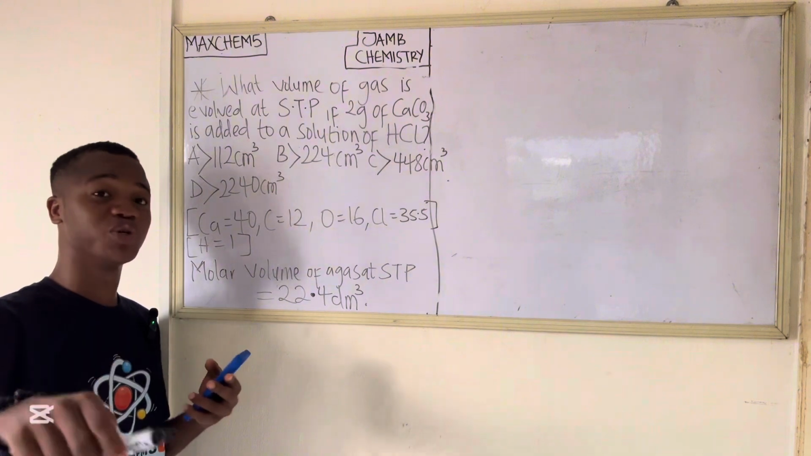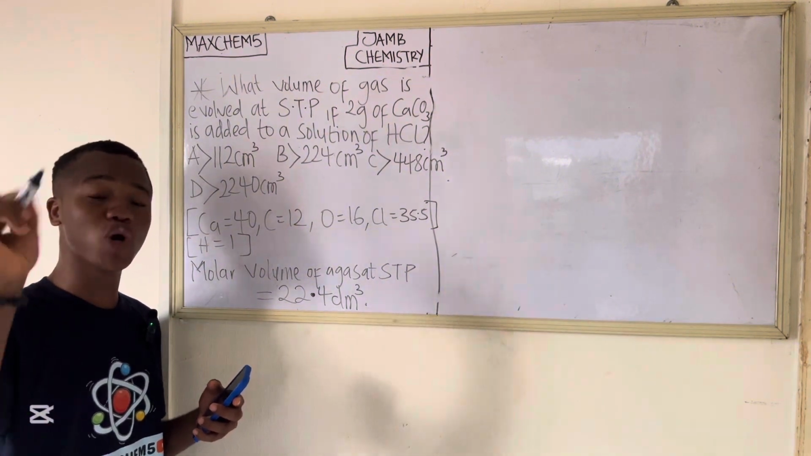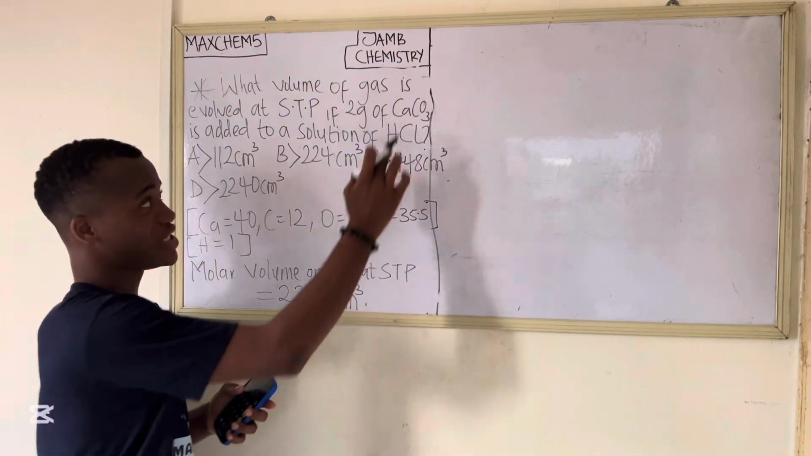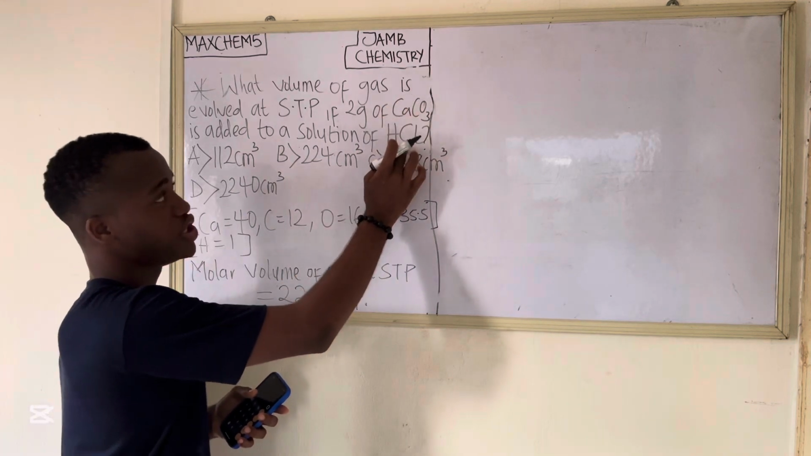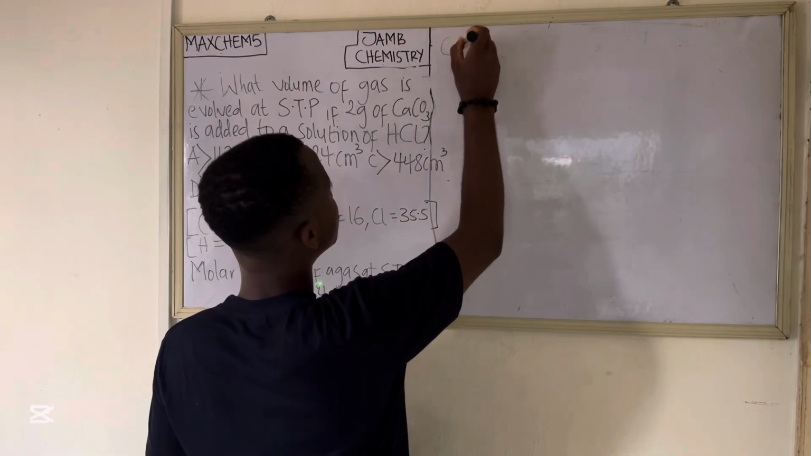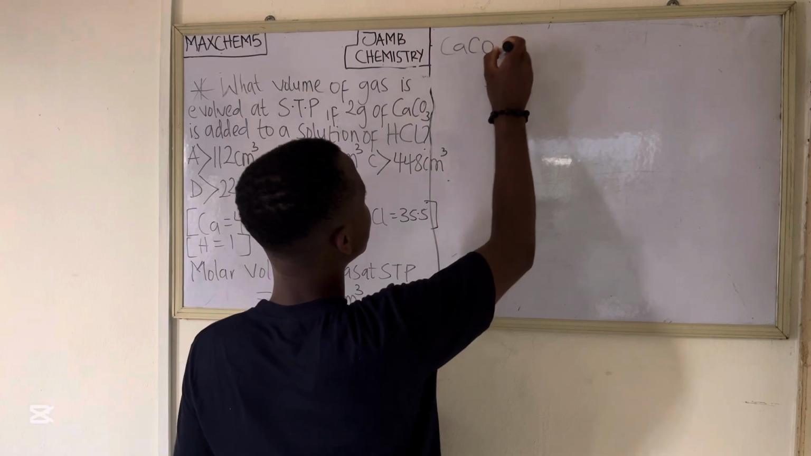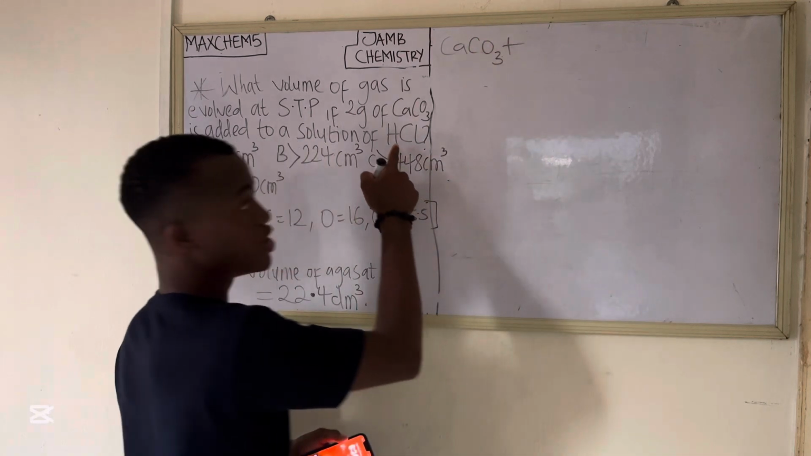To solve this particular question, the first thing you should always do is to write the equation of the reaction, right? And we know that CaCO3 is reacting with what? HCl. So you can write CaCO3 reacting with HCl, right?